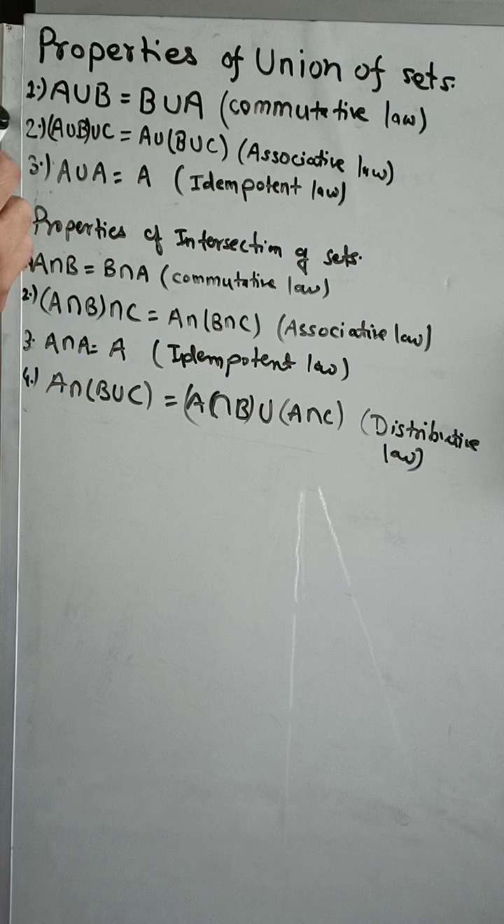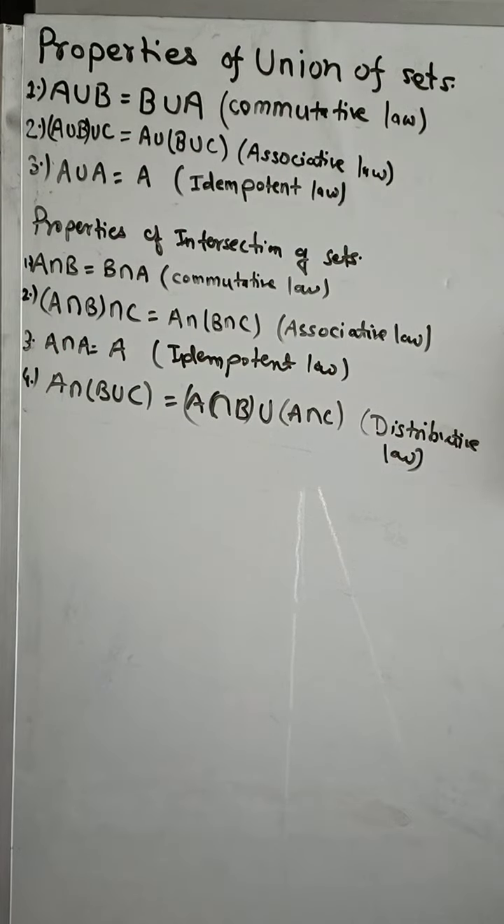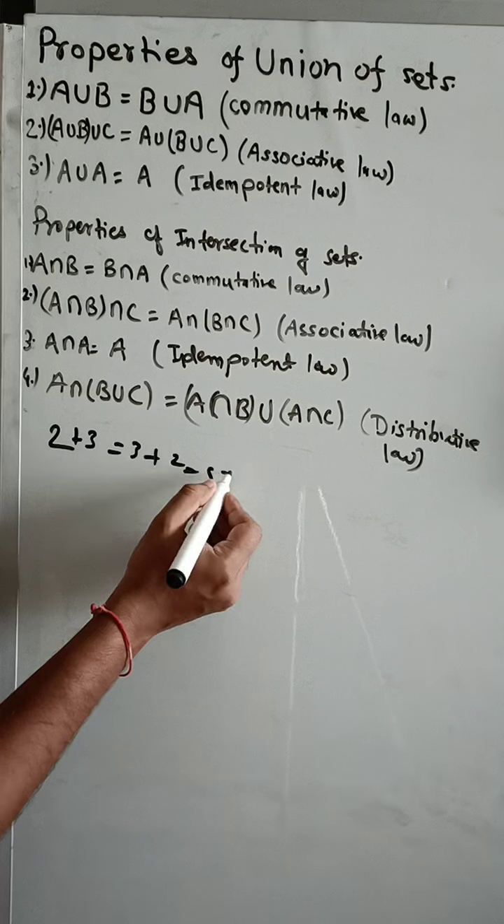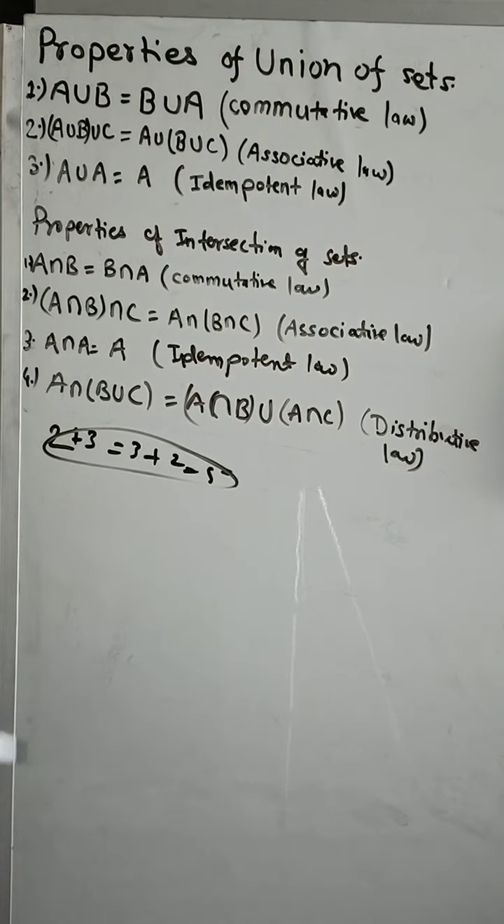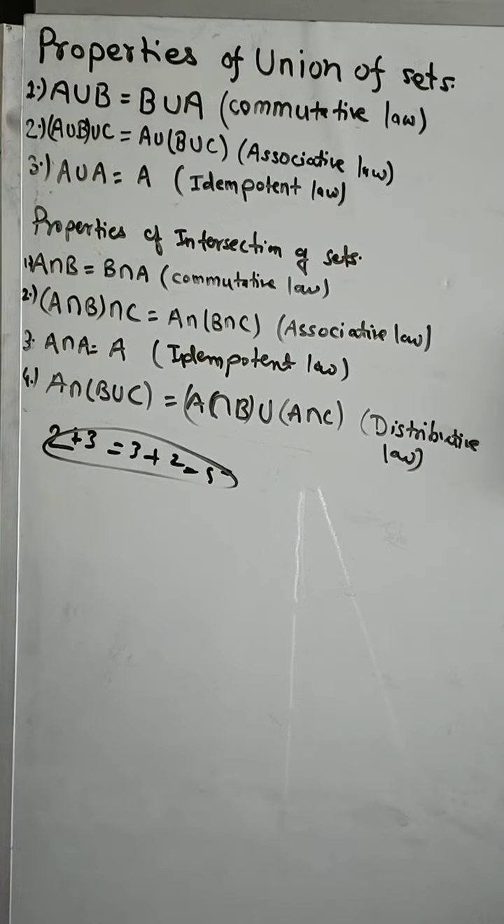Properties of sets. A union B equals B union A. You may be thinking, hey, it's simple, what's to do with that? You all know that 2 plus 3 equals 3 plus 2 equals 5. Yes, that's correct. But you need to know what the commutative law is. Okay, just remember commutative law.